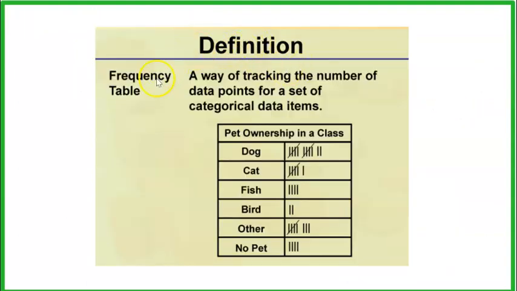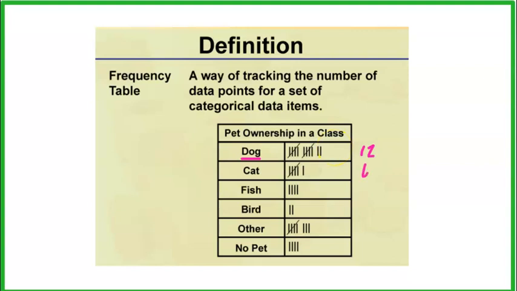First off, the definition of a frequency table is a way of tracking the number of data points for a set of categorical data items. So in this case, we have pet ownership in a class. This would mark how many people have a dog. If we count up the tallies, we could say, okay, 12 people in class have a dog.